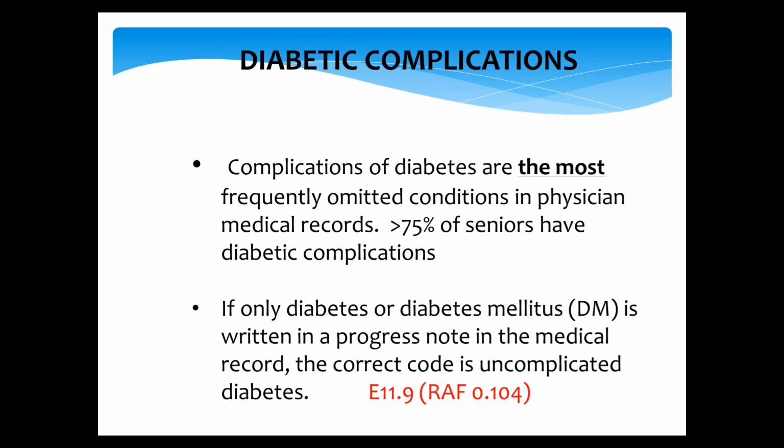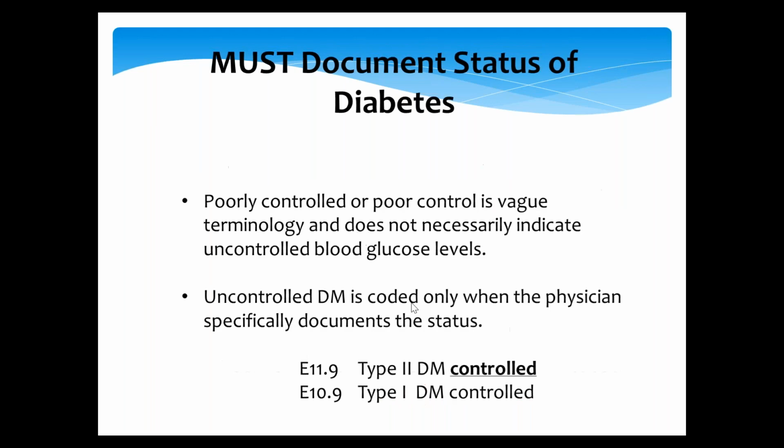Let's start with diabetes here, just kind of quick, and we'll go through some different disease states. Complications of diabetes are the most frequently admitted ones. I think 75% of seniors have some sort of complications from diabetes. That's why I showed you previously where diabetes without complications is decreasing and complications is increasing. So if only diabetes is written in the progress note, then the correct code is uncomplicated diabetes, E11.9, the RAF is 0.104.